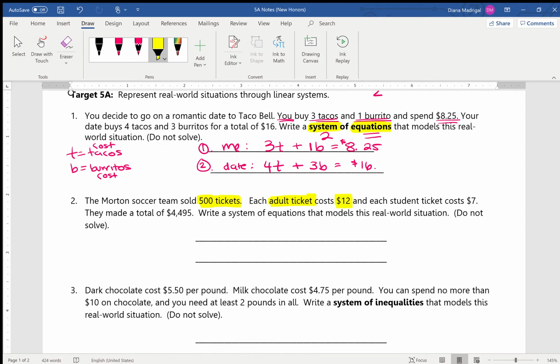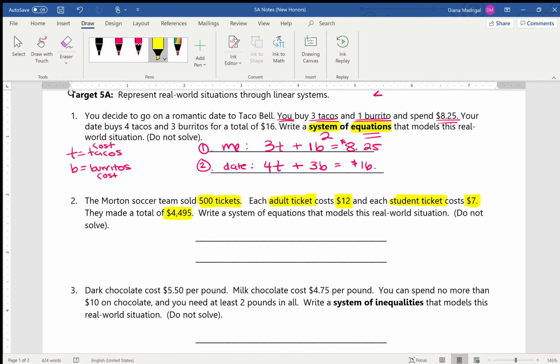500 is not the same thing as money. So each student ticket costs $7. Again, we're still talking about money here. They made a total of $4,495. That is still talking about money. We're talking about dollars here.